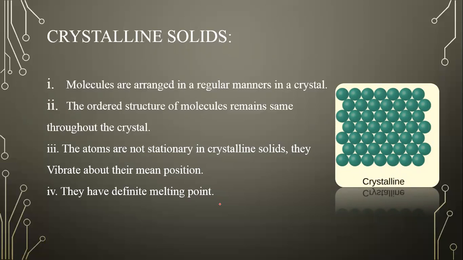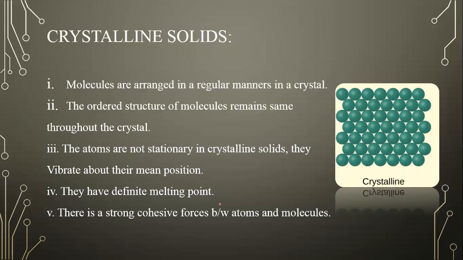Crystalline solids possess definite melting point, a sharp melting point. And number 5, there is a strong cohesive forces between atoms and molecules. That's why they can just vibrate about their mean position. They can't change their place from one point to another point. They can just vibrate about their mean position under the action of these strong intermolecular forces or cohesive forces between them.